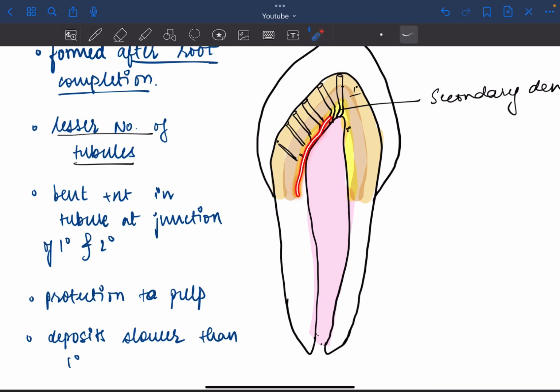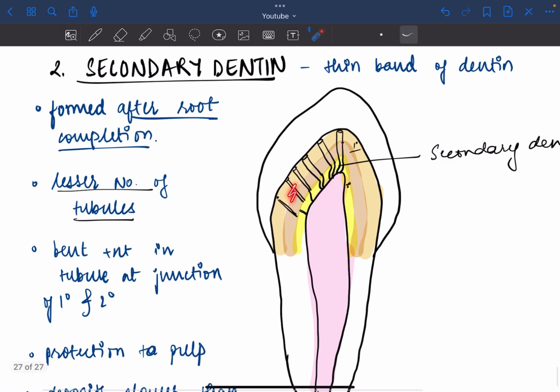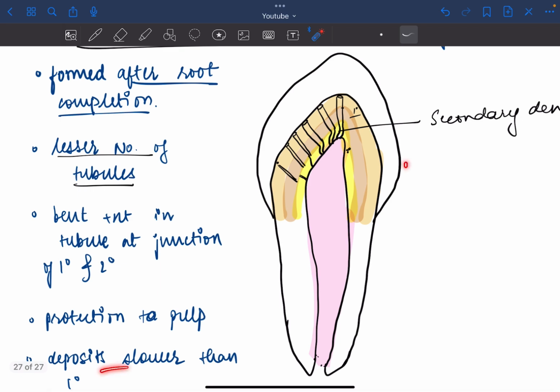Since it is present outside the pulp, it provides protection to the pulp in older teeth. And the deposition of secondary dentin is much slower as compared to the primary dentin. That means the rate of deposition is slower here.